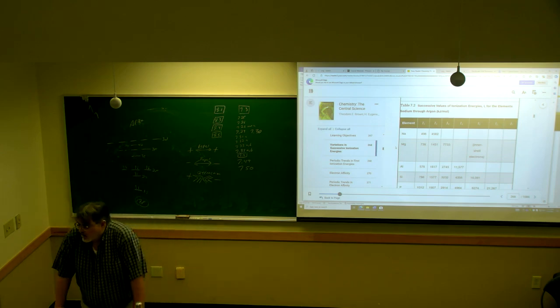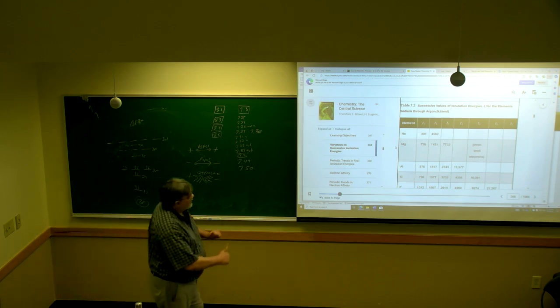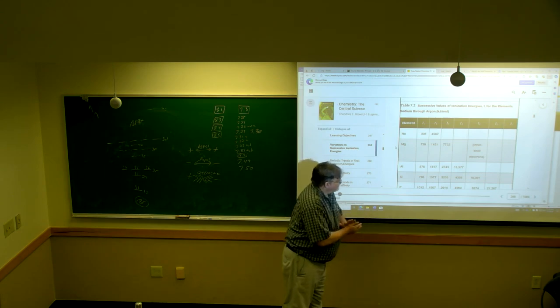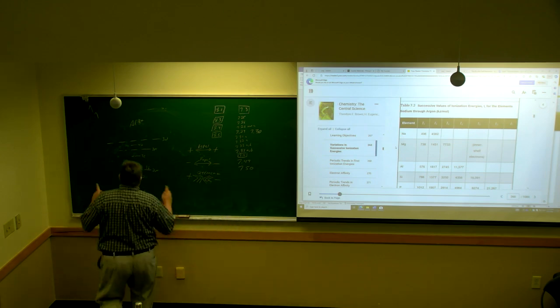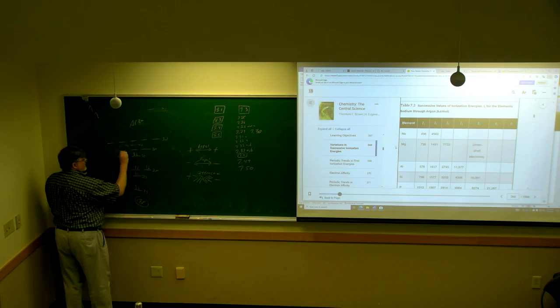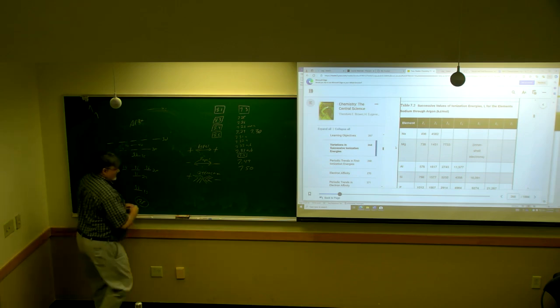Why is the first ionization energy for magnesium higher than aluminum if aluminum has more protons? Is it because the electrons are further away? Oh yeah, I do need to mention this. It's A, because they're further away. Because these are a little further away. But it's also something called shielding.